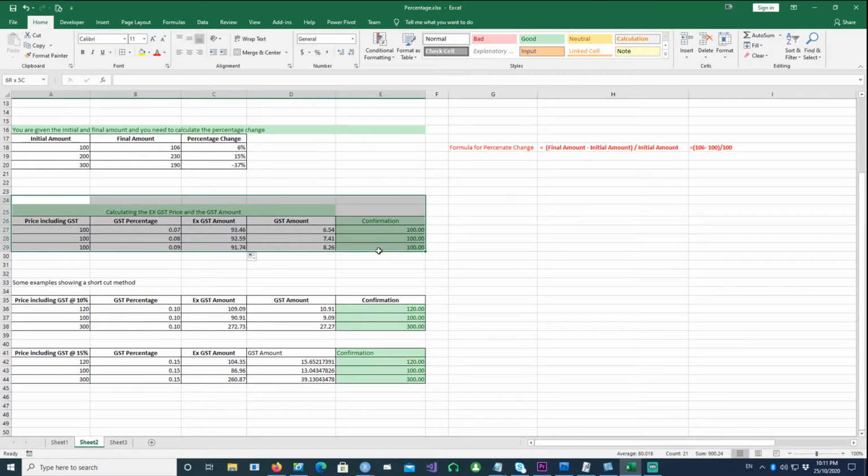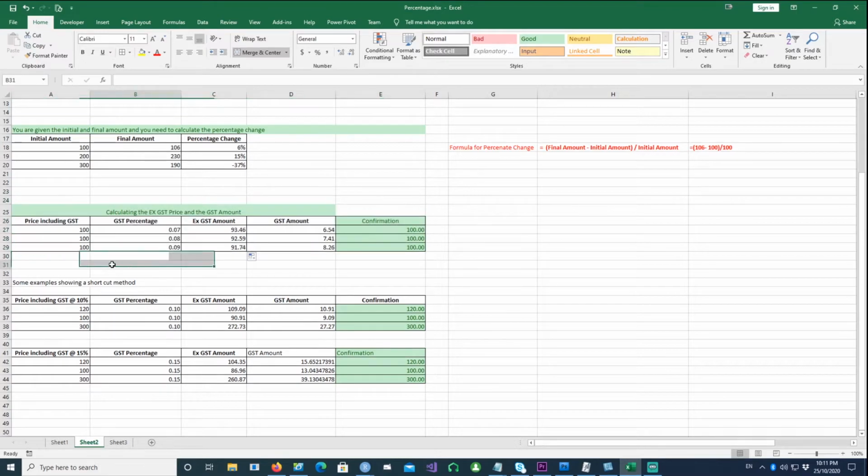In the third example, we calculate the ex-GST amounts and the GST amounts given the price of an item. Let's say we have an item which is $100, which includes the GST or the tax. And we know that the GST percentage is 7%. In the second example, it's 8%. And in the third example, it's 9%. Let's calculate the ex-GST amount.